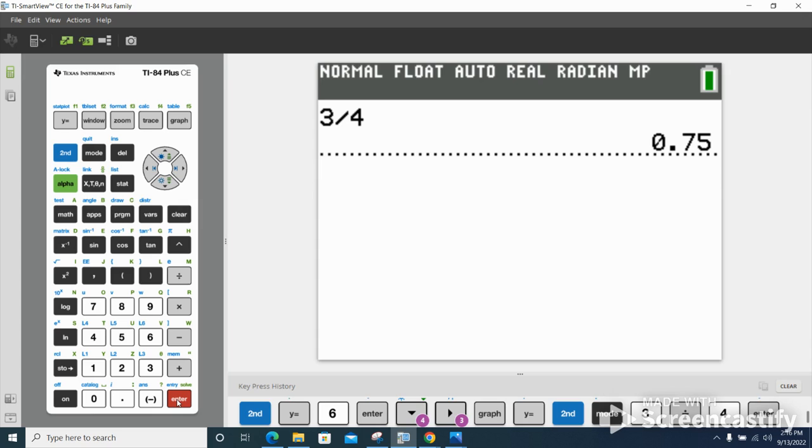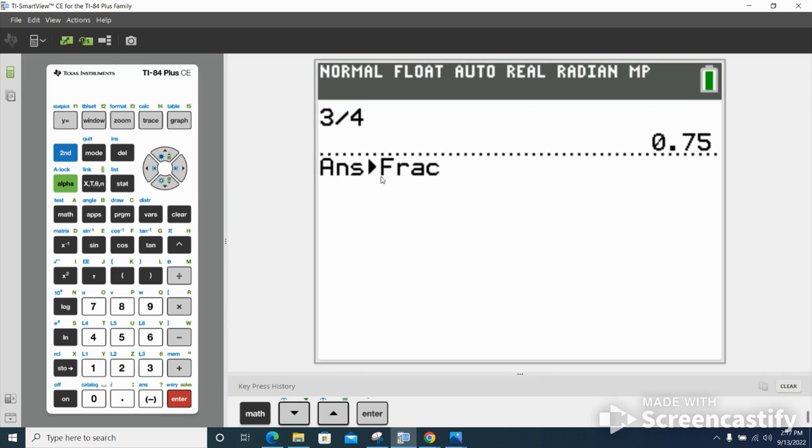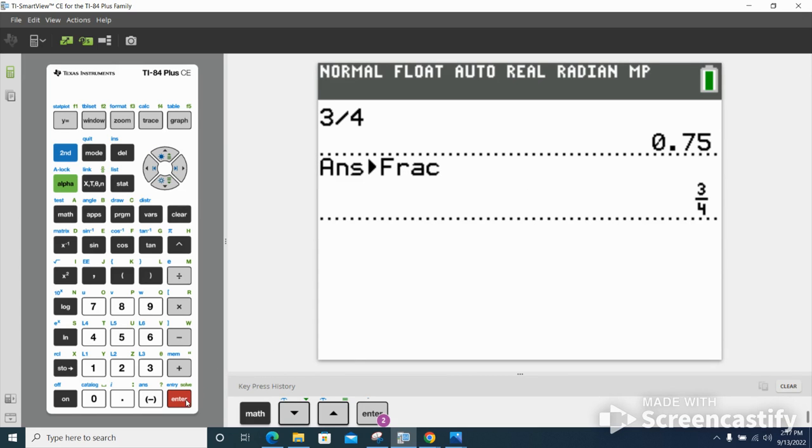But you might be saying to yourself, well, that's great, Mr. Adams. How do I take a decimal and convert it to a fraction? Hit the math button. I've got two options here. If I have a fraction and I want to convert it to a decimal, I hit this one. But if I have a decimal and I want to convert it to a fraction, I'm going to hit this one. So watch this. When I hit that, I'm really saying 0.75 and calculate it as a fraction. So I hit enter. Puts it back as a fraction, 3/4.